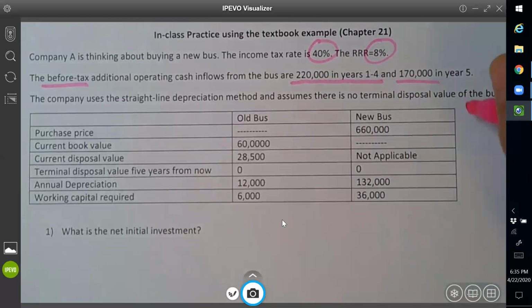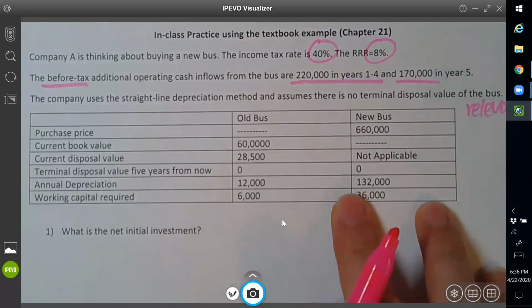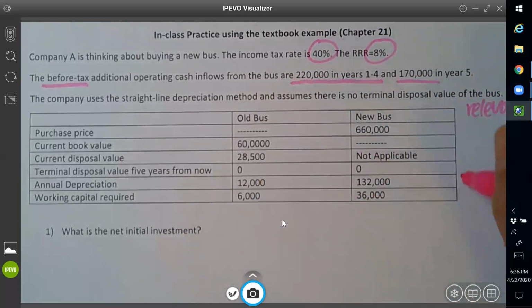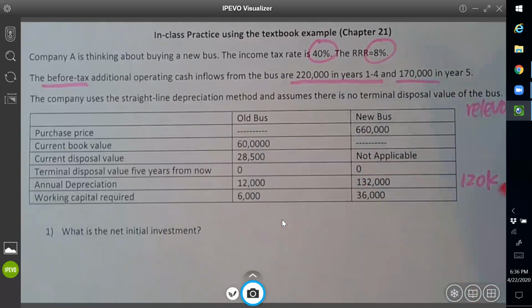So what's the relevant information? Annual depreciation expense, the old one is 12,000, the new one is 132,000. So you have a relevant depreciation expense of 120,000. Working capital, old one 6,000, the new one 36,000. You have relevant working capital of 30,000.